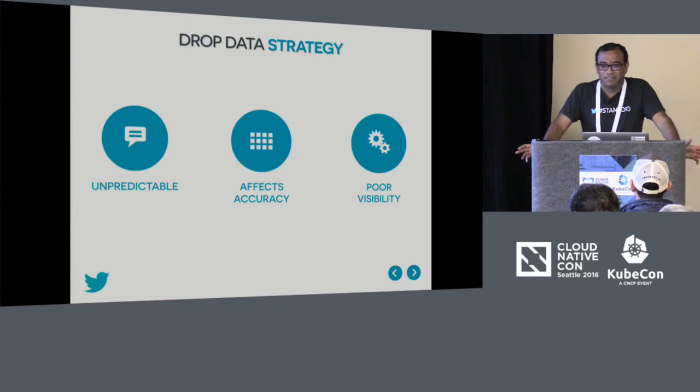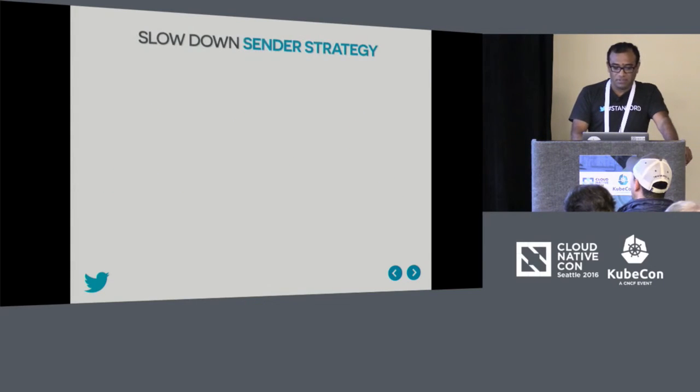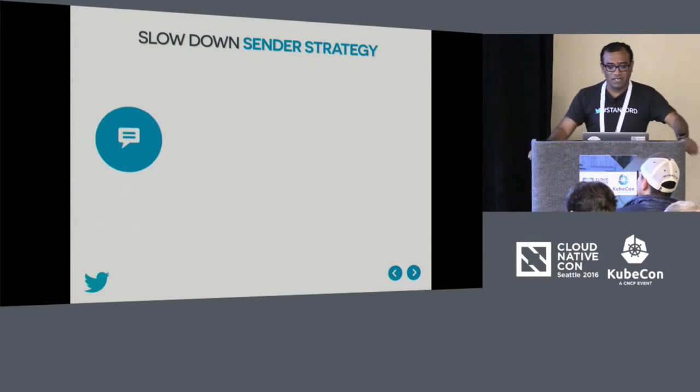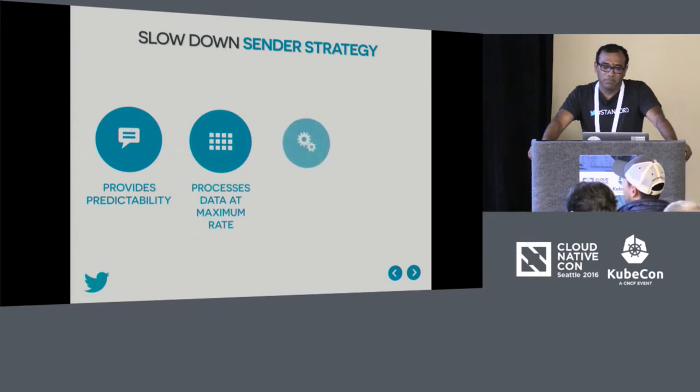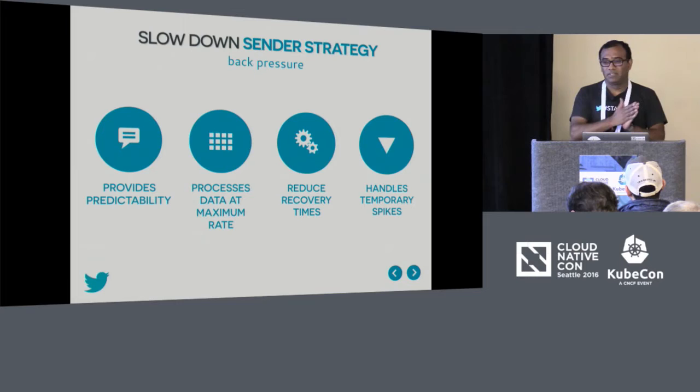But why is it not correct? It means we don't have visibility into what is causing the issue, right? Because a lot of things could be happening. On the other hand, the slowdown sender strategy provides predictability, because as everybody slows down for the slowest guy, the whole thing gets pushed into the source.